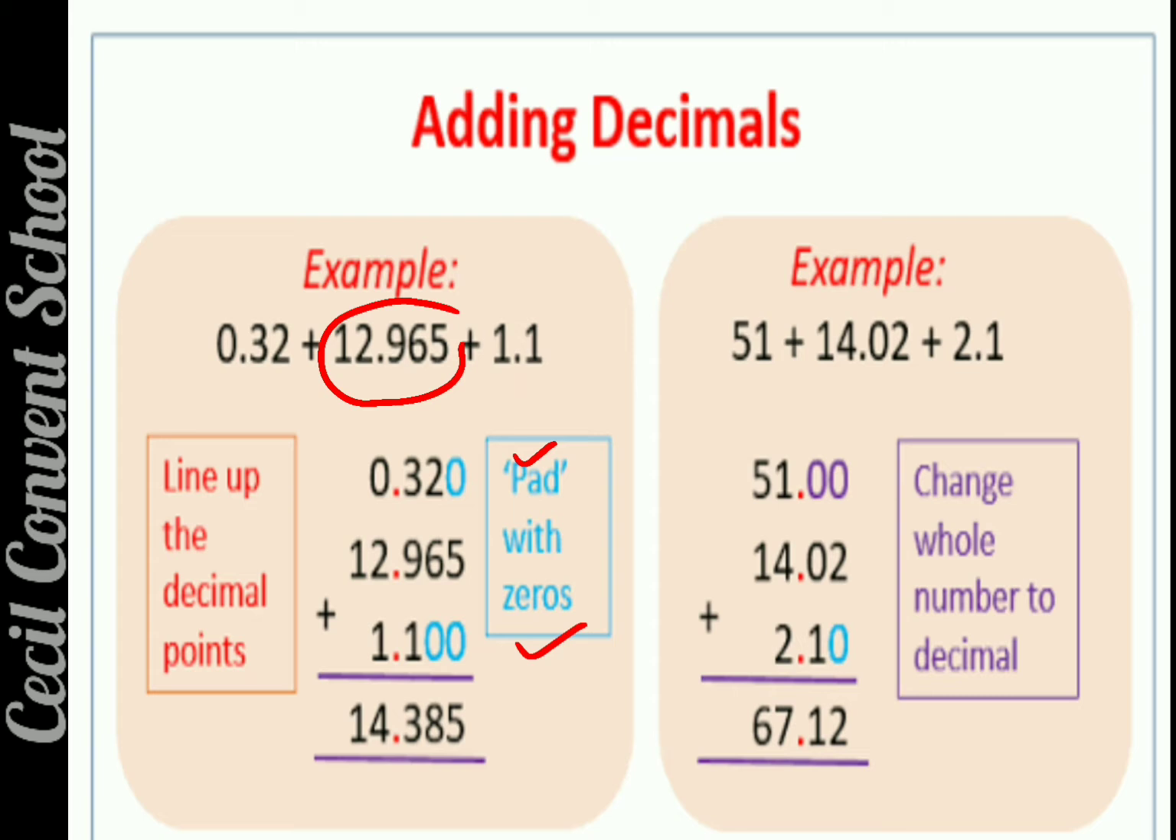Clear? After putting them, I line up the numbers vertically with the decimal points in the same position. Then I will add. 0 plus 5 plus 0 is 5. 2 plus 6 plus 0 is 8. 3 plus 9 plus 1 is 13, so 1 will go as a carry to the next column. 2 plus 1 is 4, and 1 will be carried as it is.